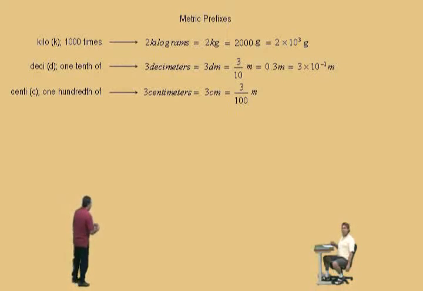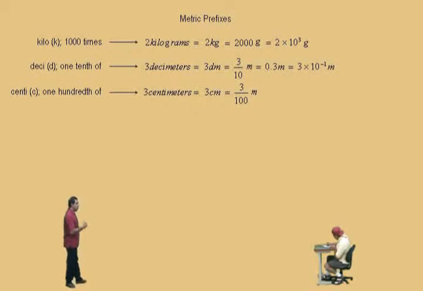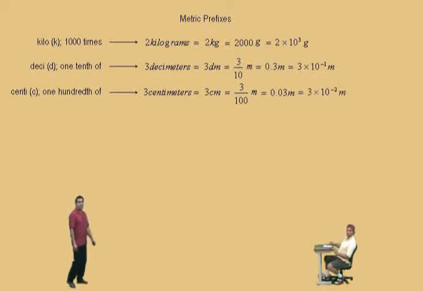Well, in a decimal representation, 3/100ths is written as what, Charlie? 0.03. 0.03 meters. Very nice. And how is that written in scientific notation? 3 times 10 to the negative 2. 3 times 10 to the negative 2 meters.